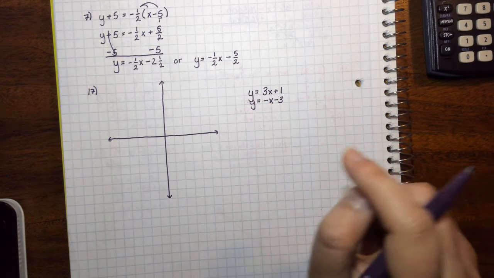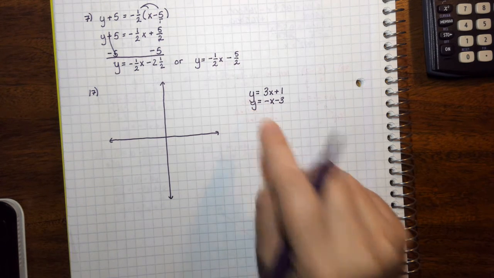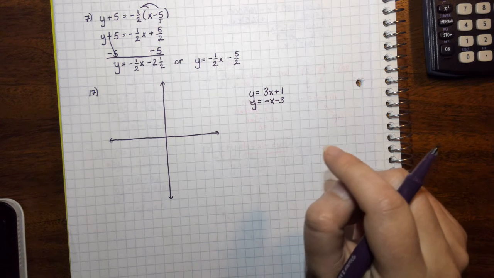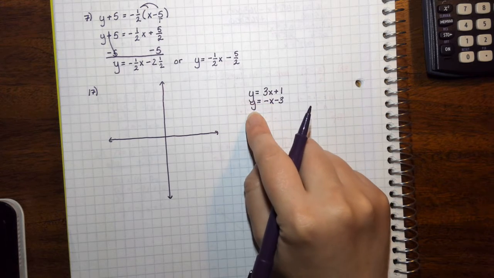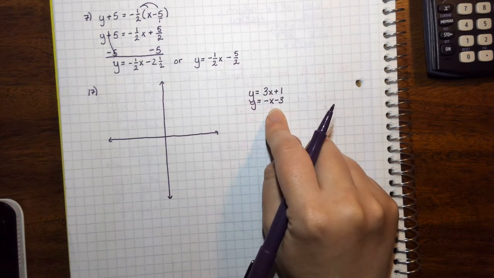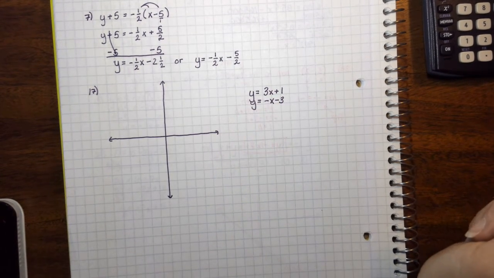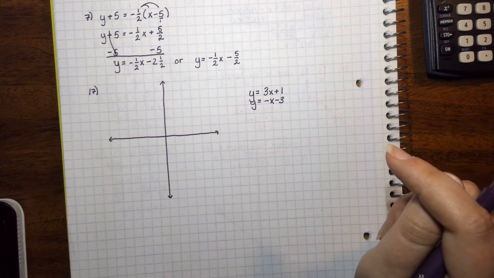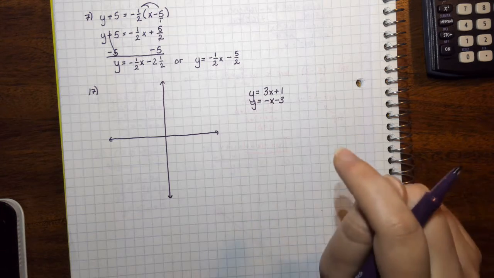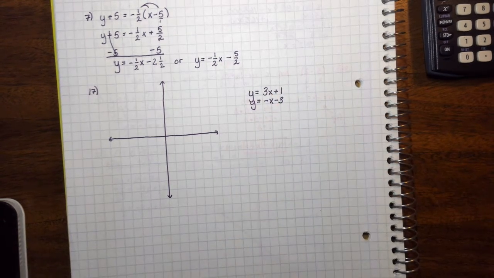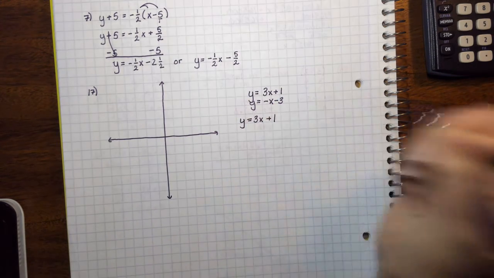This system in particular, and a lot of the systems that we'll work with, have one specific x and one specific y that will work in both of them. That's called the solution. So y might be 5 and x might be 2, which would make a true statement in the top and a true statement in the bottom. This particular set of directions says solve each system by graphing. So we are going to use what we already know about graphing to find that solution.